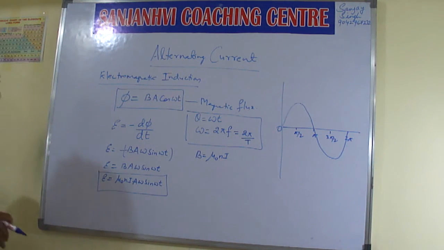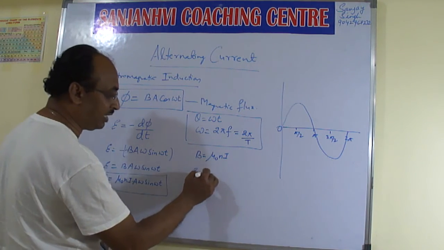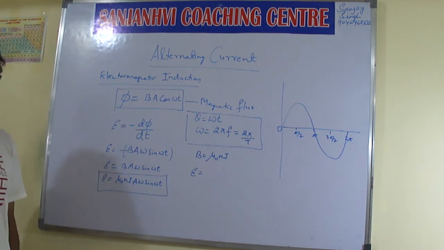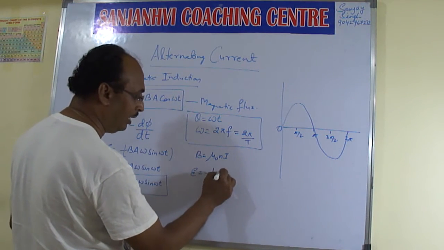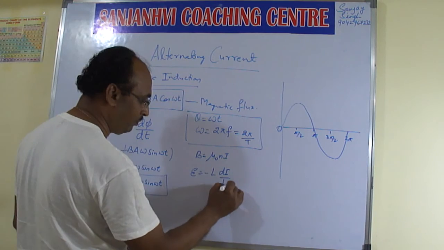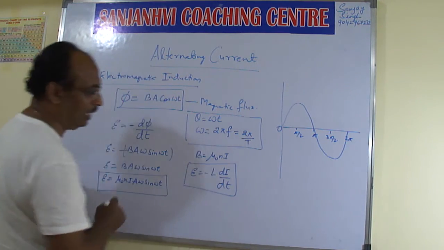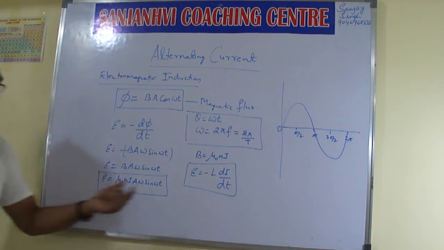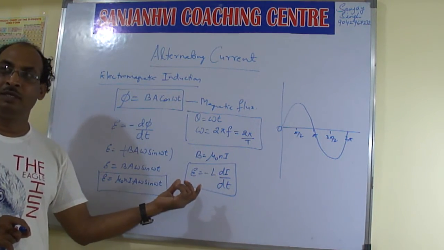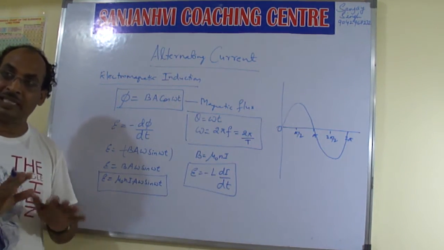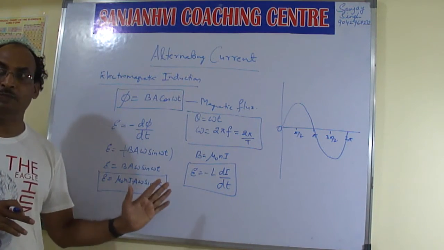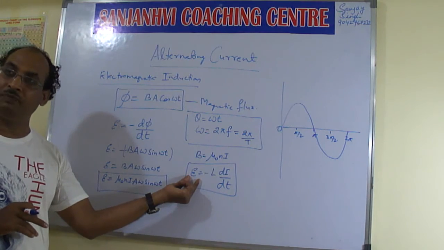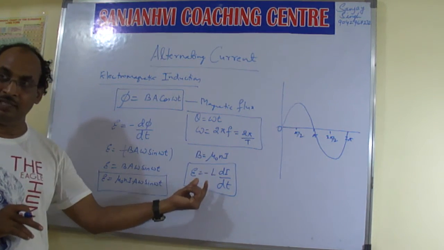We also studied induced EMF in terms of self-inductance. This is equal to minus L dI by dt. So we can write V is equal to minus L dI by dt. It is compulsory to write dt, because here current is varying in that coil. If dt is not written, it means current is not varying. Due to current varying with respect to time, this induced EMF is there. Whenever there is an inductance, this L is the self-inductance.